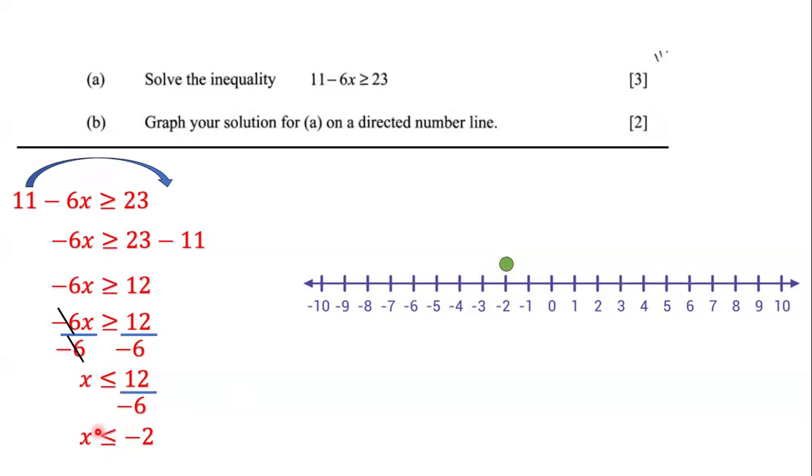Now, it says that x is less than or equal to negative 2. So we have to look for numbers that are less than negative 2, and that would be to the left. So these numbers, negative 3, negative 4, negative 10, and so on, these are the numbers that are less than negative 2. And so we have our arrow going to the left. And so that's our answer. So the answer to part A and B is shown on the screen, and that's our answer to this question.